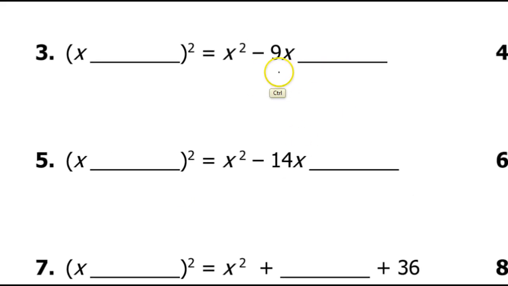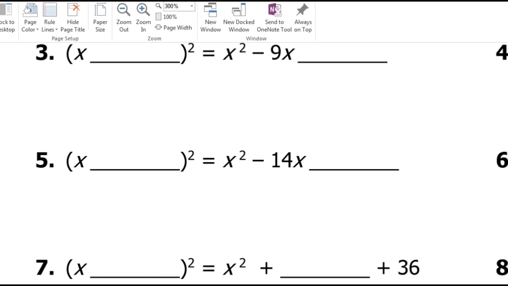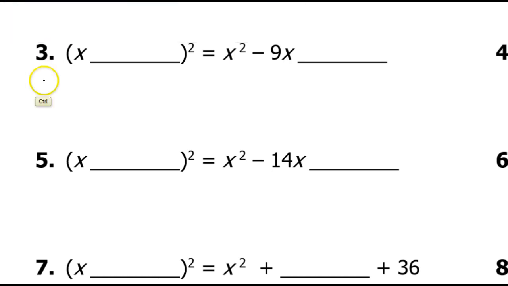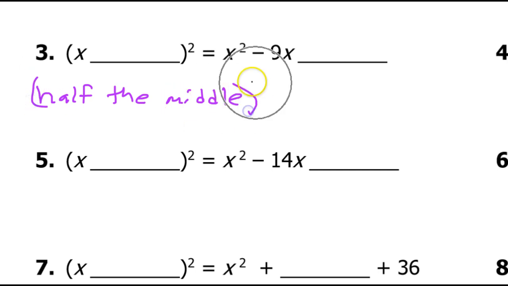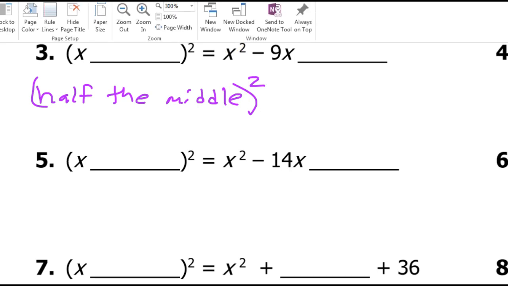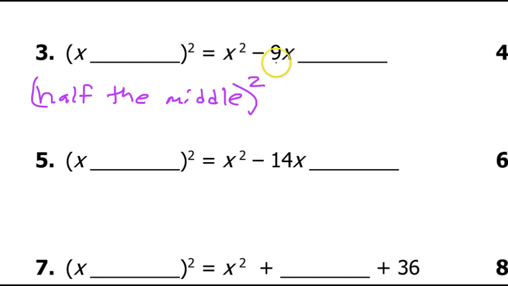Okay, now, here's where we complete the square. You're going to see me use the following phrase over and over again. I'm going to say half the middle, and then I'm going to say squared. Half the middle squared. So looking at this problem, in the middle here I have a 9. I could think of it as negative 9 if I wanted to, but it doesn't matter because when you square things, everything becomes positive.